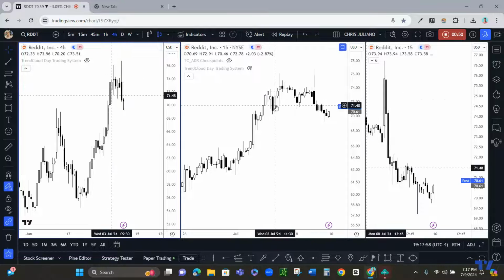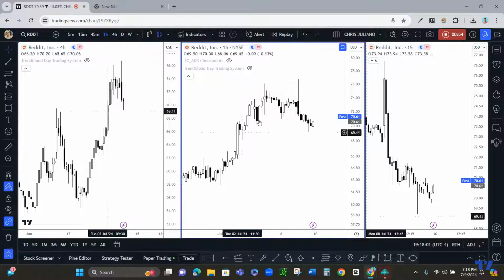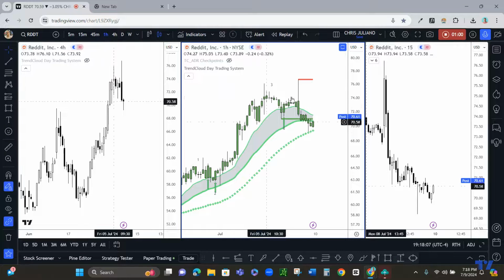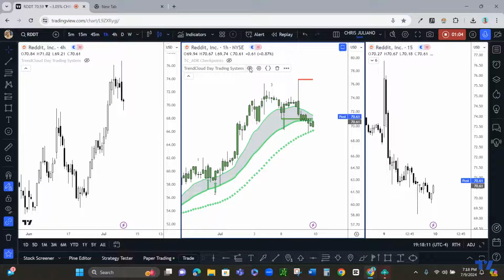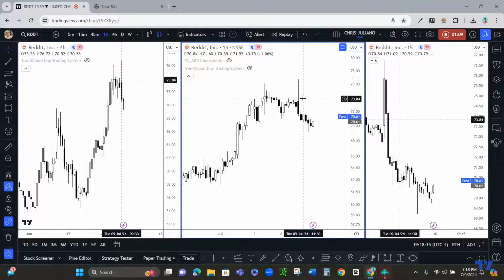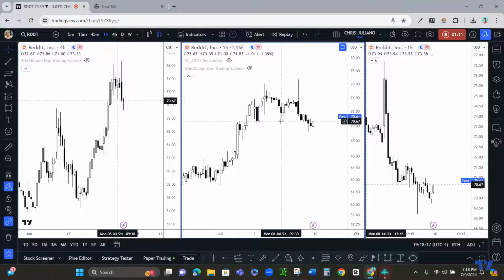The middle time frame is the 1-hour chart, and we're going to look at the trend. You can draw a trend line. You could use something like Trend Cloud. That gives you the context of the trend. So we're going to be looking at which way the trend is going on the middle time frame.